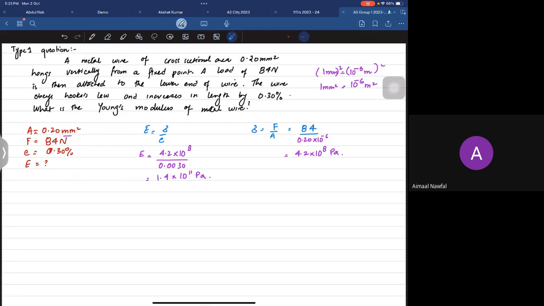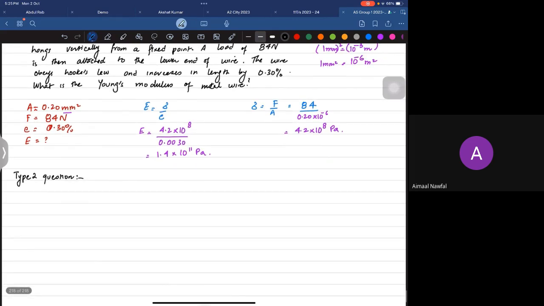Now, another type of question that they're going to give you is a ratio type of question. I just want to tell you that this sort of question is very common. So let's suppose they have given you an object like this. They have shown you two different materials, one a bit thicker and one a bit thinner.